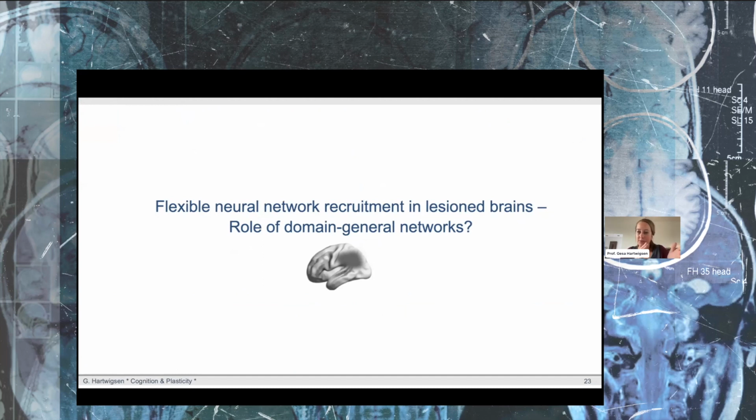There are different theories about the role of the language network itself, the contribution of right hemispheric areas, but also about the contribution of domain general areas. But it's not clear yet which of the changes in the activation really contribute to good recovery.